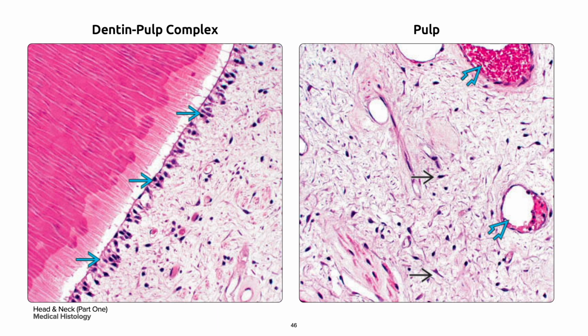On the right is the high-power view of the pulp showing its loose matrix, which is made up of fibroblasts in a single black arrow, collagen, and ground substance. Note the presence of the small vessels in a bold blue arrow with red blood cells or the erythrocytes.